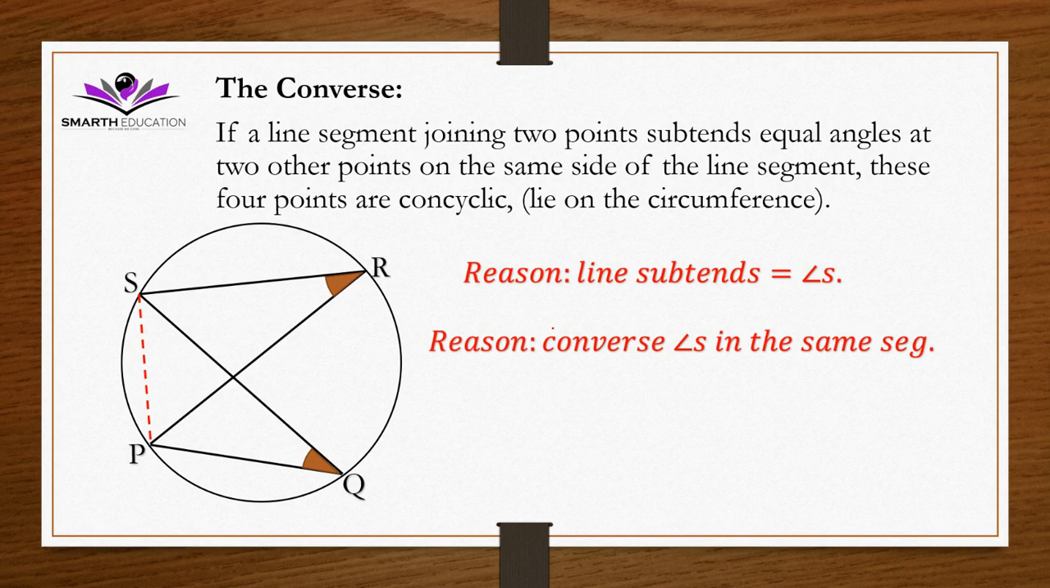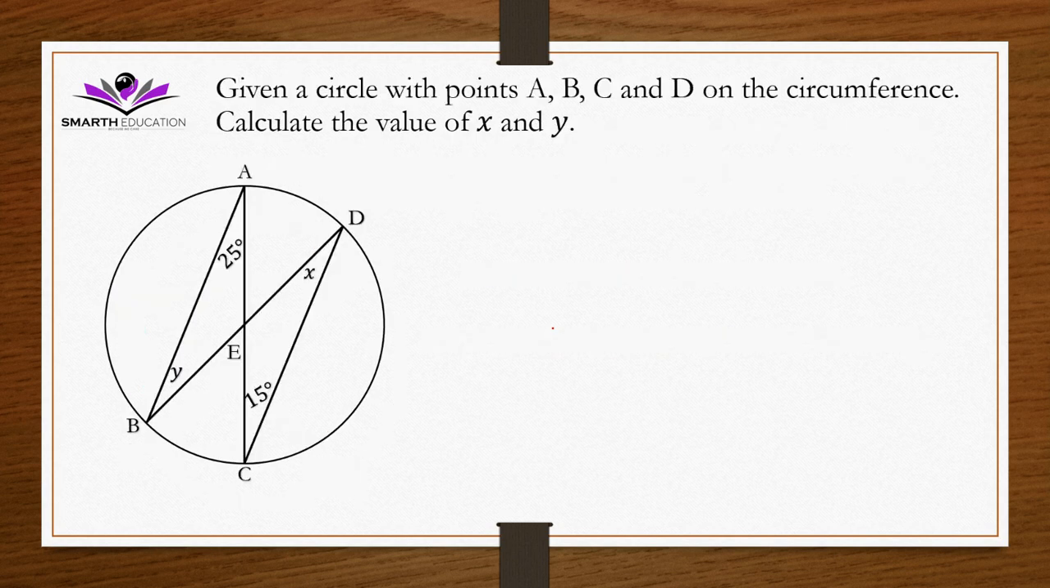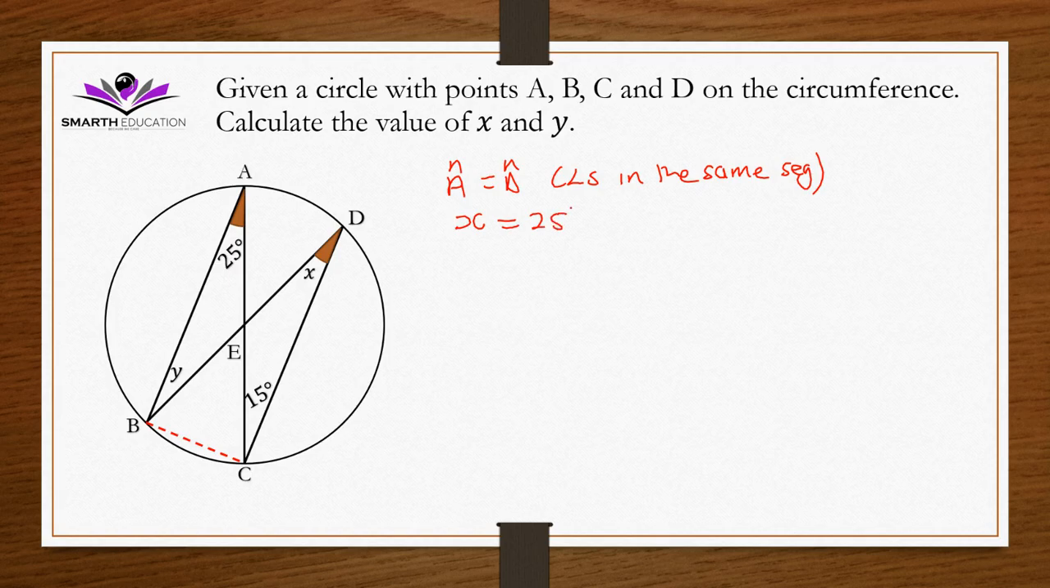Okay, right, let's do this activity, then we'll be done. Given a circle with points A, B, C, and D on the circumference, calculate the value of X and Y. So now we can see that we have our chord here, BC, which subtends this angle A and this angle D. So we can say here, angle A is equal to angle D. What is the reason? Angles in the same segment. Okay, angles in the same segment. So therefore, X is equal to 25 degrees.